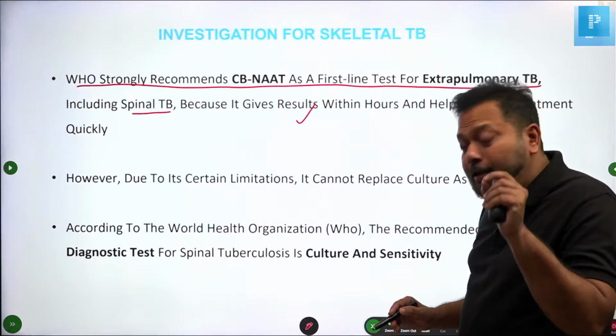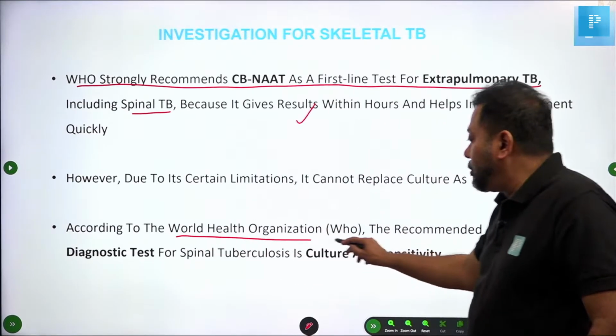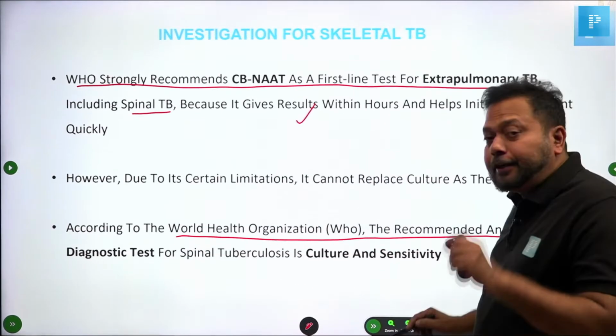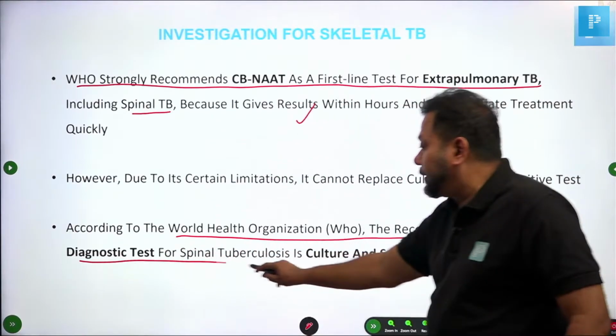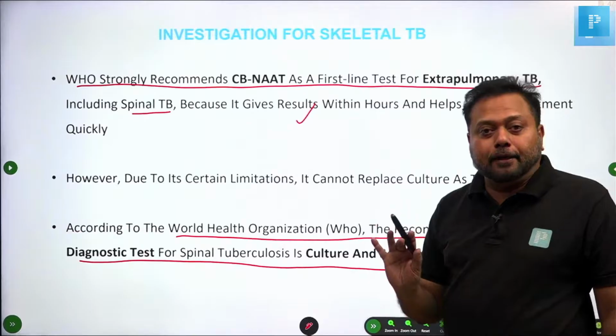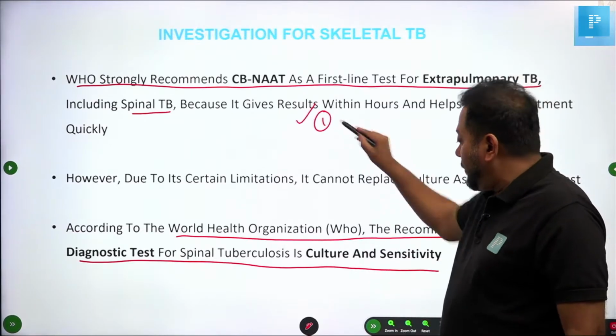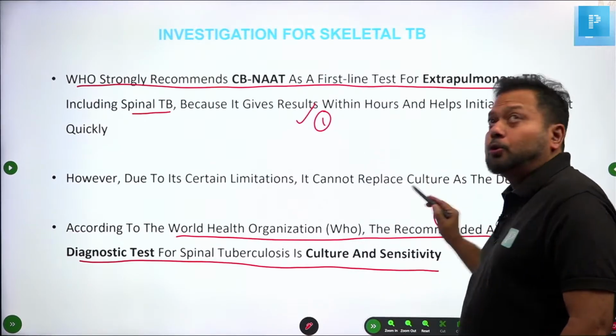It's 100% specific. According to WHO, the recommended and definitive diagnostic test, if they use the word from the textbook, definitive diagnostic test, then it is culture and sensitivity. So 2 points we got. 1 point here, another point here. We got 2 points. Okay.